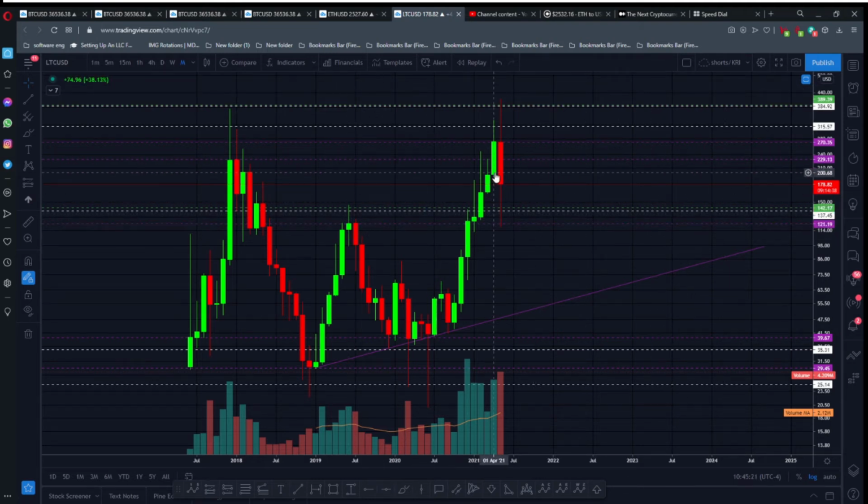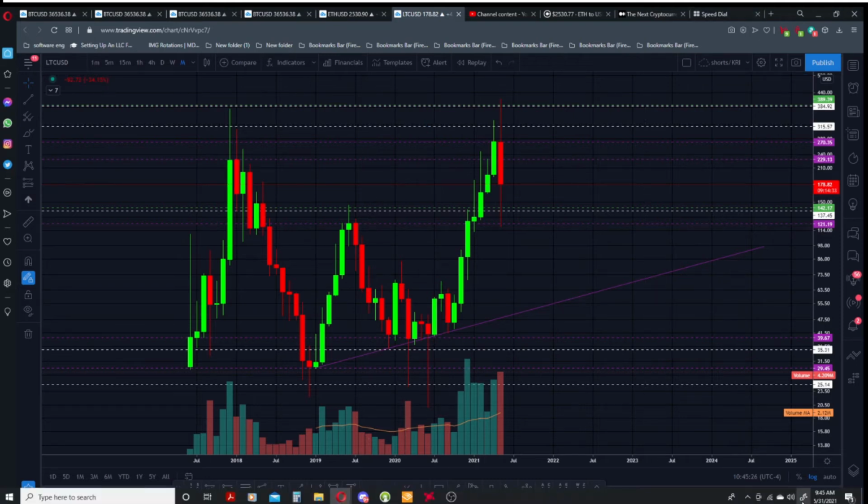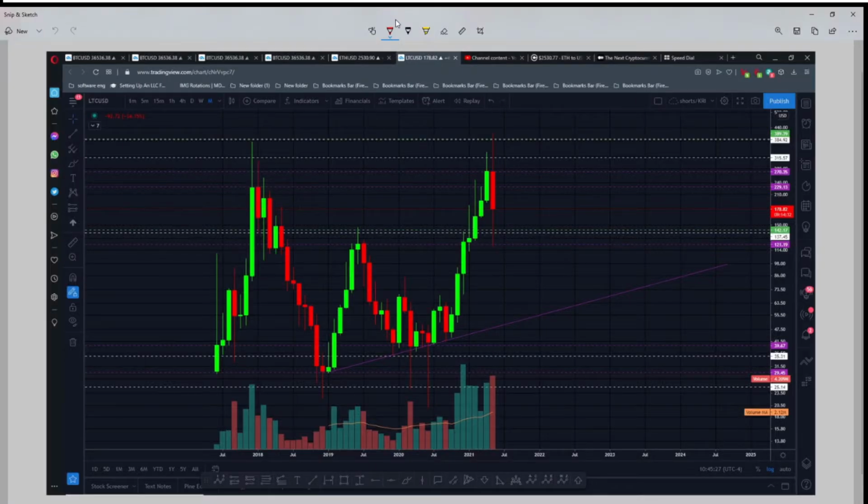Since we are in a bear market, I expect something like this from Litecoin. I expect Litecoin to do a bounce somewhere here and then drop here. There is a probability that the bottom of Litecoin ends up somewhere here. If it goes lower than that, we can bounce somewhere here.